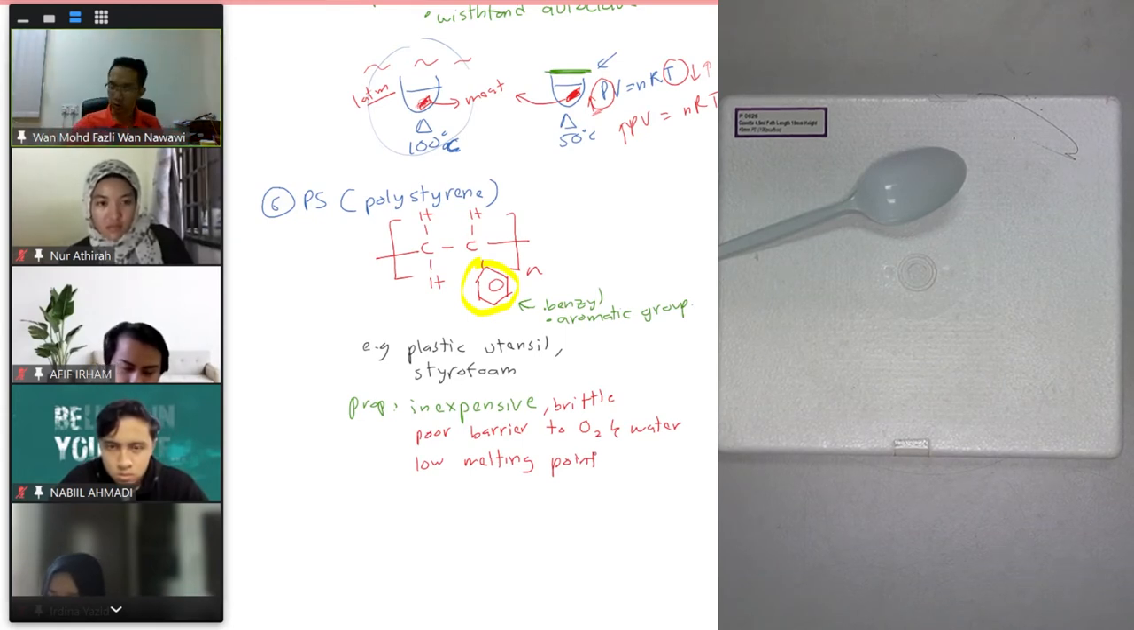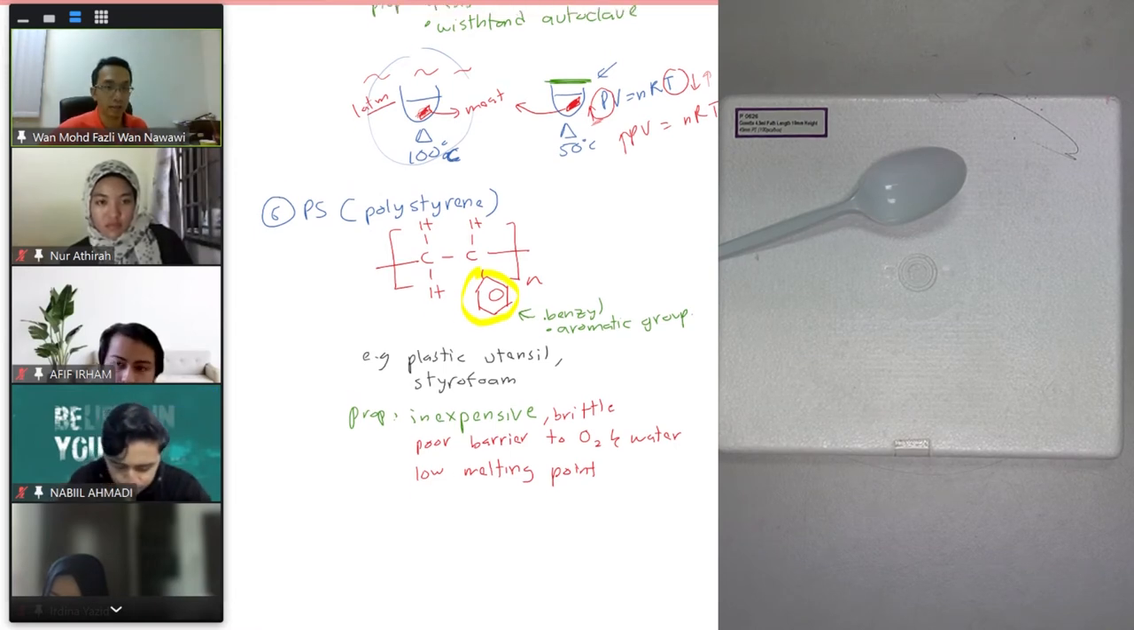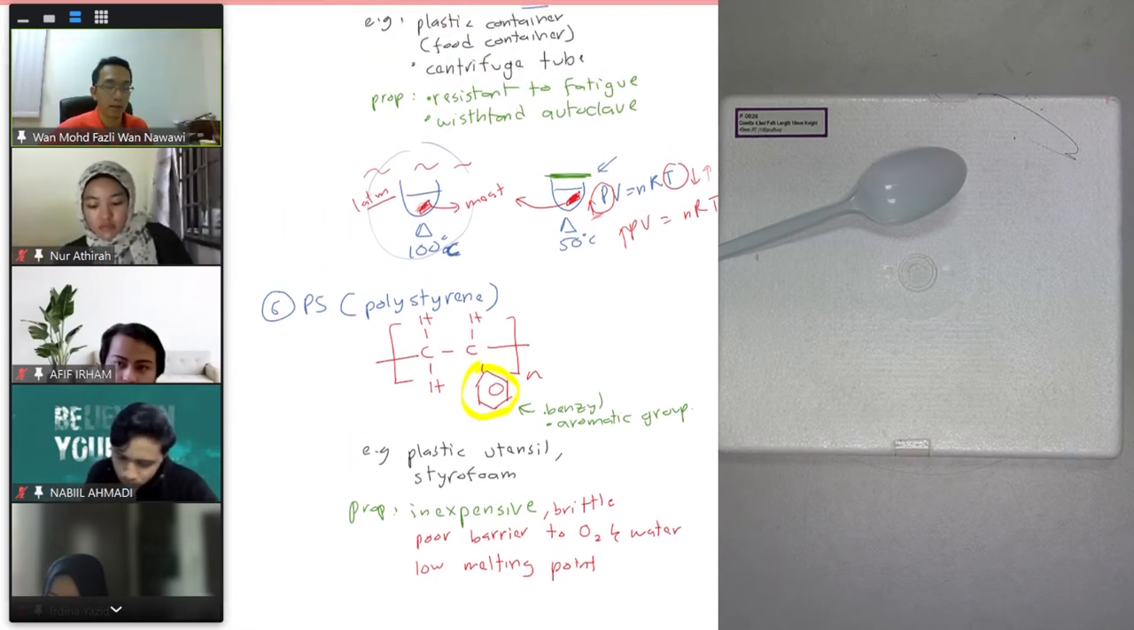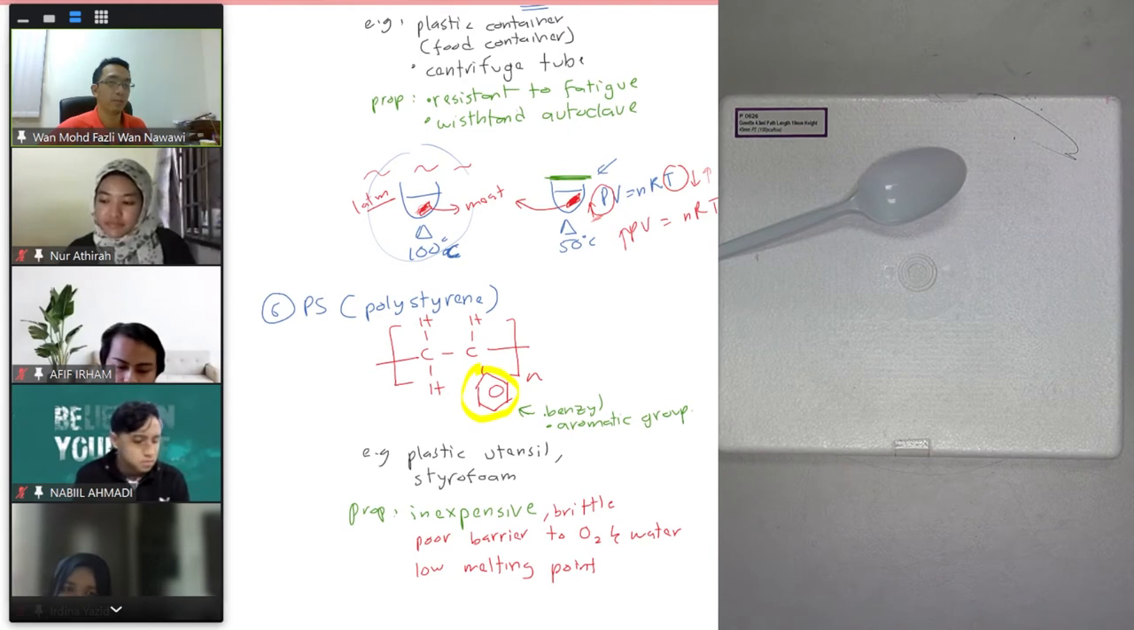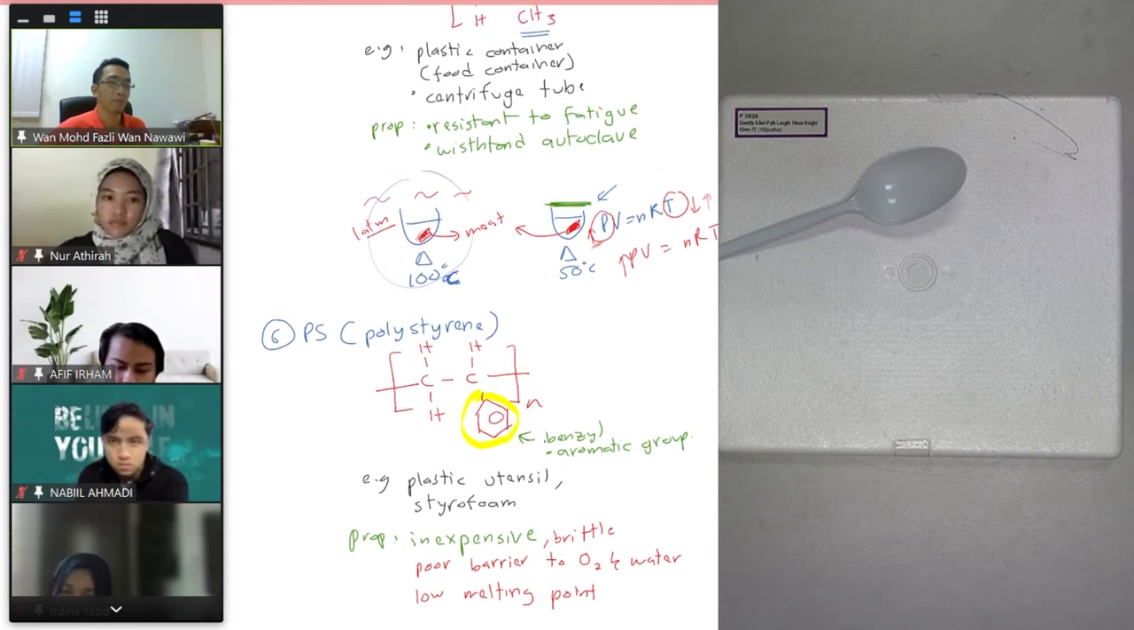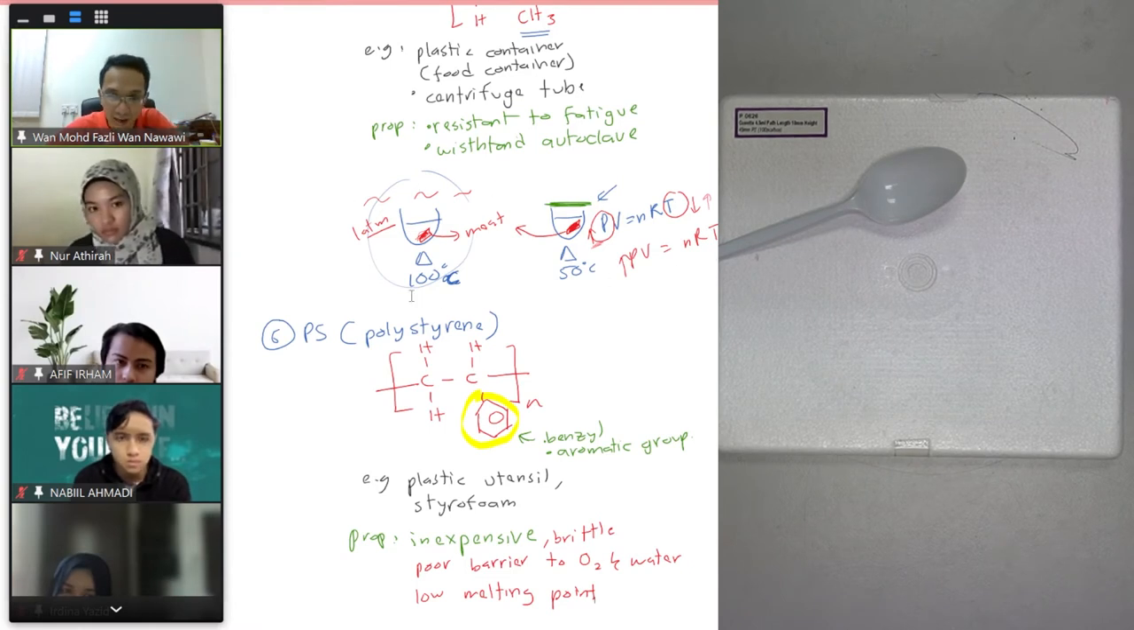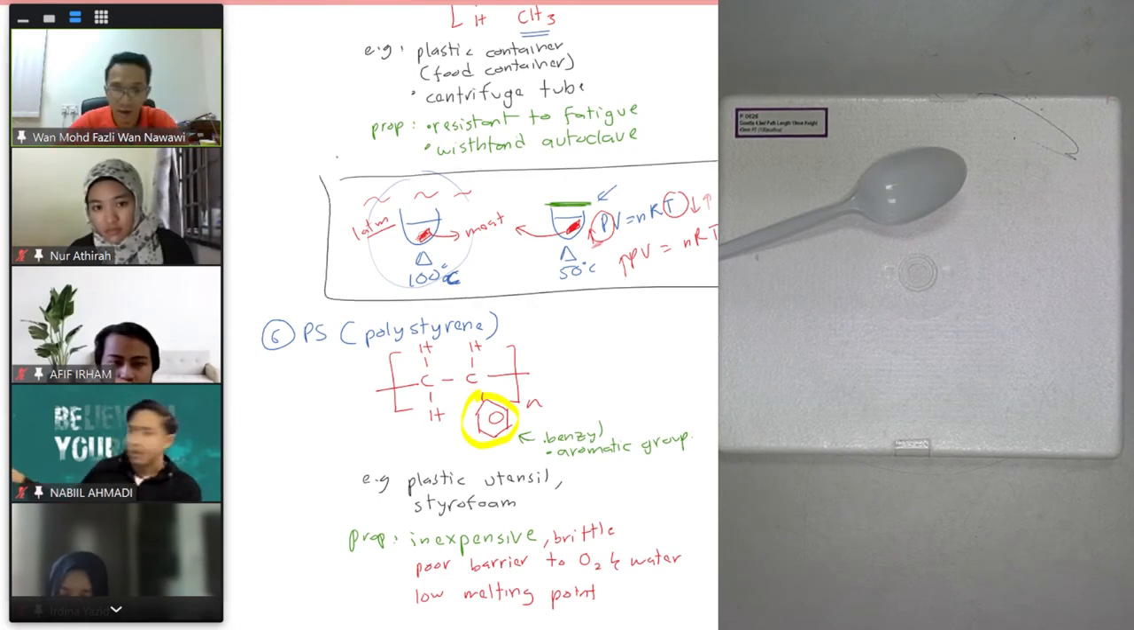Okay, so up to now we have learned about six synthetic polymers. I cannot, because this thing makes me annoyed. I need to get the answer.